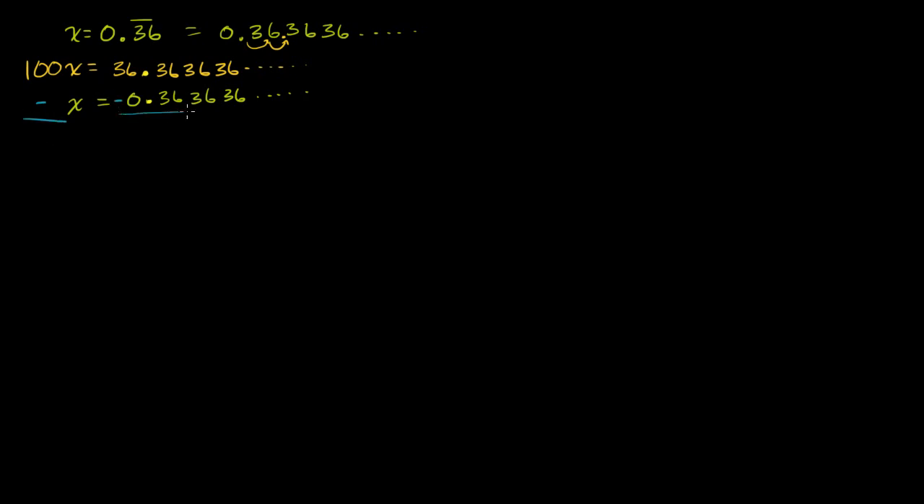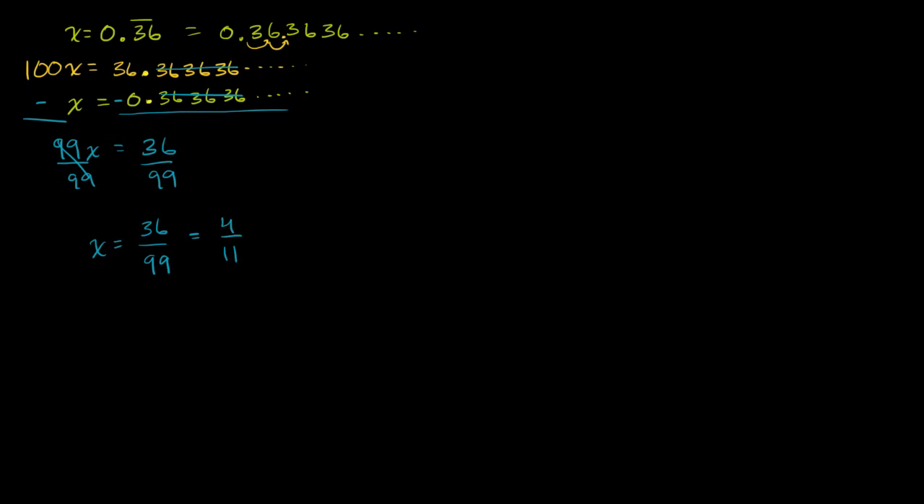So let's subtract these two things. On the left-hand side, we have 100x minus x, so that gives us 99x. On the right-hand side, this part cancels out with that part, and we're just left with 36. We can divide both sides by 99, and we are left with x is equal to 36 over 99. Both the numerator and the denominator are divisible by 9, so we can reduce this. If we divide the numerator by 9, we get 4, and the denominator by 9, we get 11. So 0.363636 repeating forever is 4 elevenths.